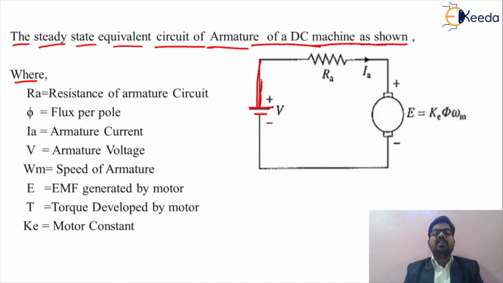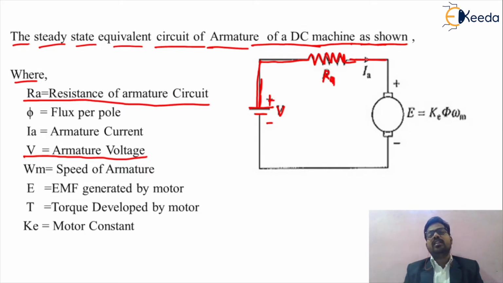In that, V is called the armature voltage, with the positive and negative signs. Ra is called the armature resistance, the resistance of the circuit. Ia is basically the armature current. Then this current goes to the carbon brushes, so this will be the actual motor's armature.